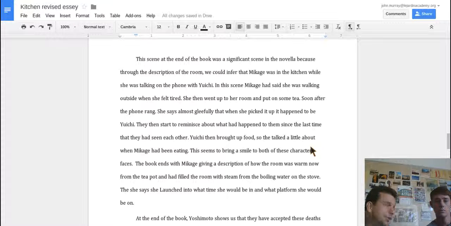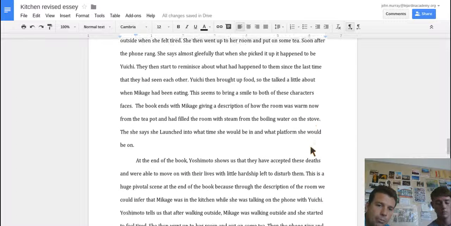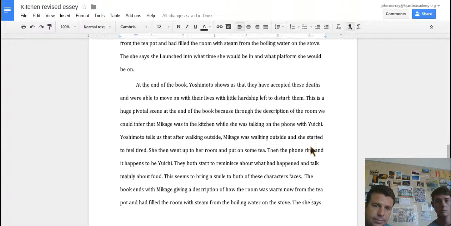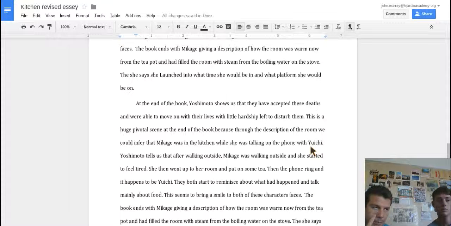I'm not sure about that. I'm pretty sure she's in her hotel room. But more importantly, I think it would be helpful if maybe you said something like how Yoshimoto uses the telephone to connect Yuichi and Mikage. And then you can talk about their first conversation. Not their first conversation, but after Yuichi admits or tells Mikage that Eriko is dead.